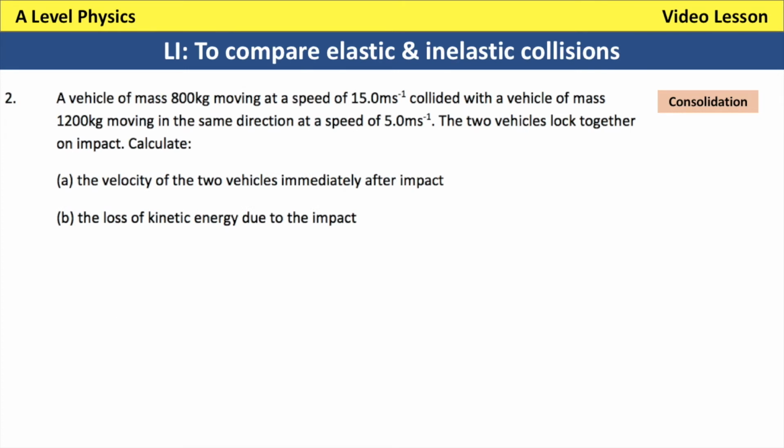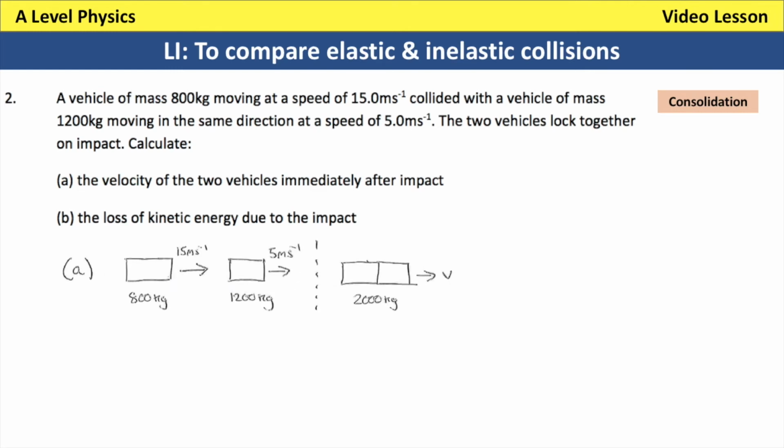Question 2. A vehicle of mass 800 kilograms moving at a speed of 15 meters per second collided with a vehicle of mass 1,200 kilograms moving in the same direction at a speed of 5 meters per second. The two vehicles locked together on impact. Calculate the velocity of the two vehicles immediately after the impact. Definitely a good idea to sketch this out. I know we're getting into good habits of doing this from the last lesson as well.